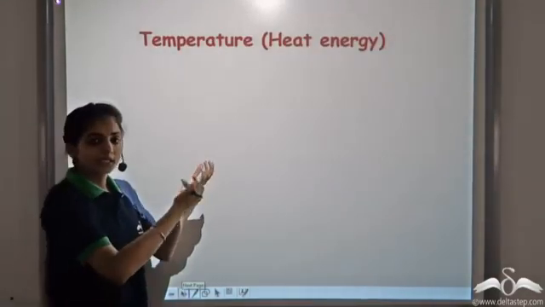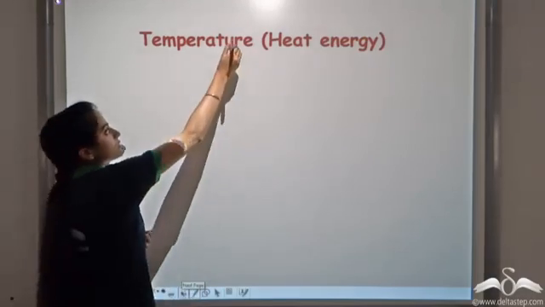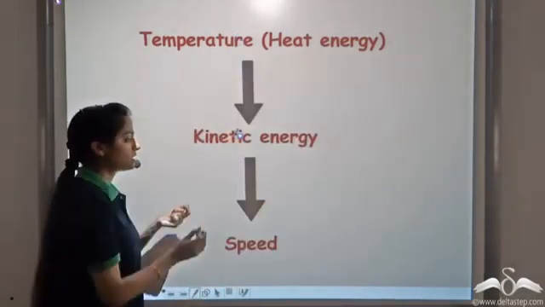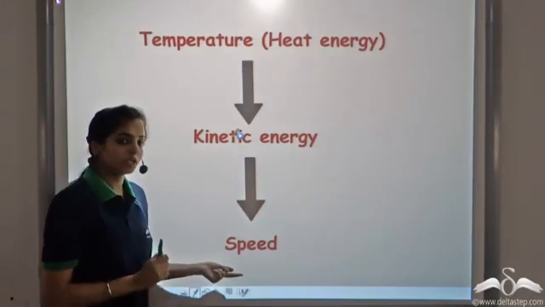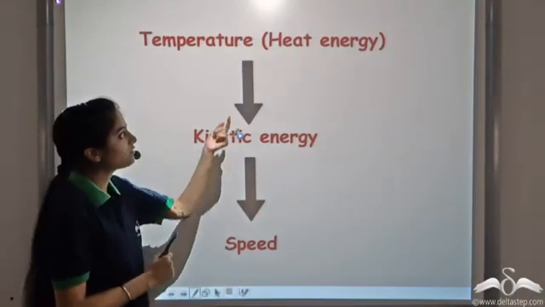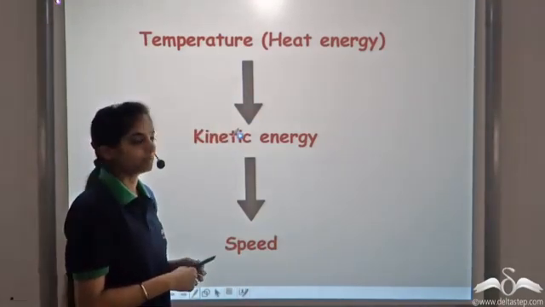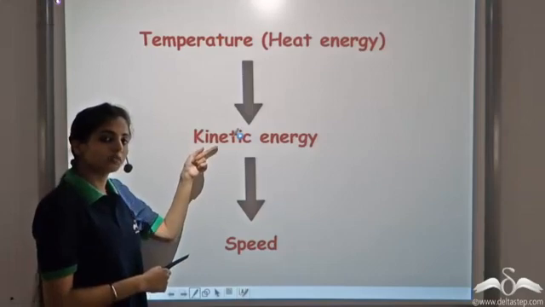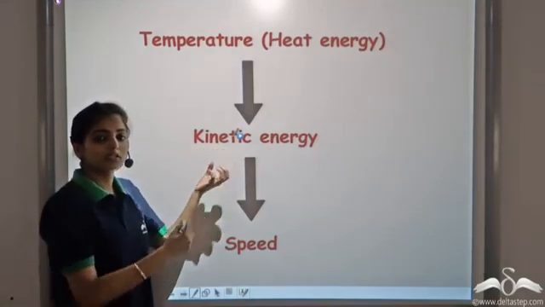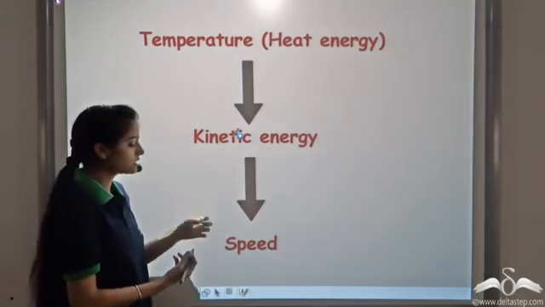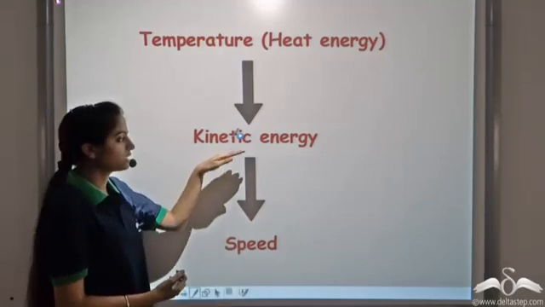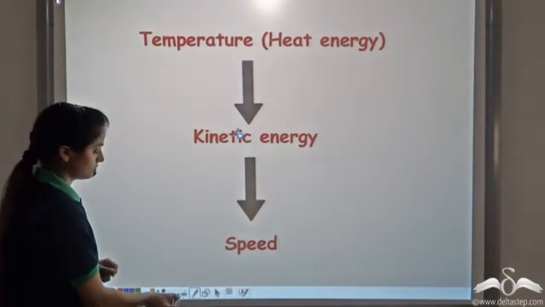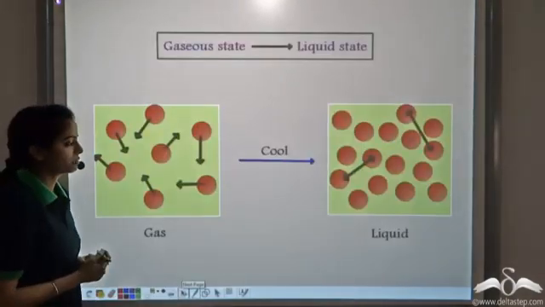When we provide heat energy to the particles, their kinetic energy increases, and this increases the speed of the particles. Similarly, if we extract heat energy from the sample, that is, we decrease the temperature, that decreases the kinetic energy of the particles, and as the kinetic energy decreases, so does their speed. So a decrease in kinetic energy leads to a decrease in the speed of the particles. So let's see how condensation takes place.